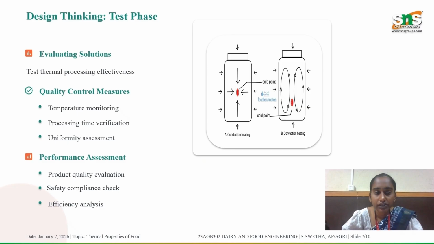So the last one is the test phase. How are we going to test these thermal processing equipments? We can monitor the temperature, verify processing time, and check uniformity, how uniformly the heat is transferred from substance to substance. We can calculate that, and also do performance assessment like product quality evaluation. We can check this for a particular product, and the safety compliance check is very important because finally it is going to reach the consumer for consumption, right? And also efficiency analysis of the equipment we develop.